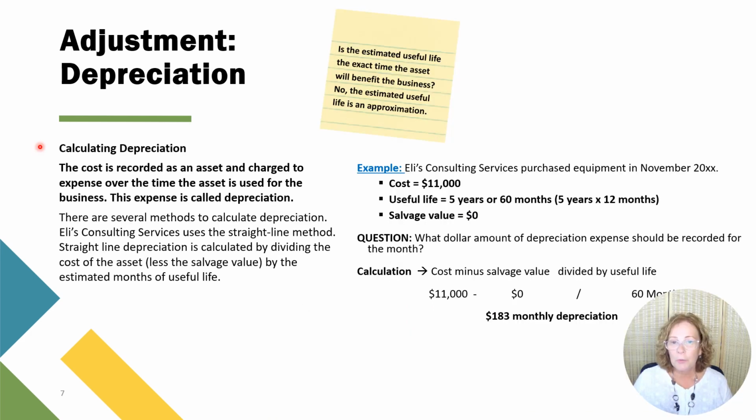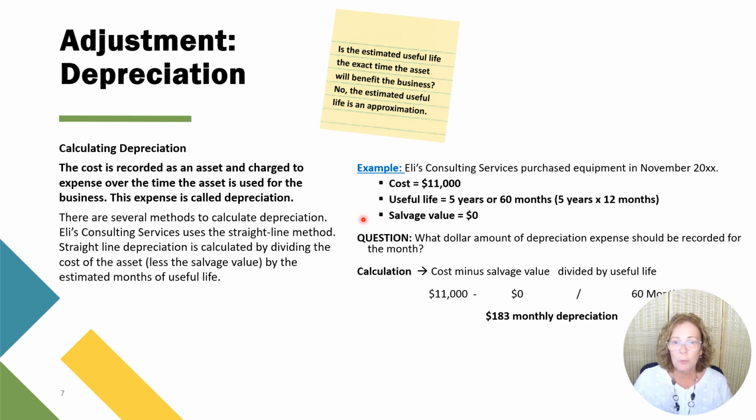Now we're ready to record the depreciation for Eli's Consulting equipment assets. Eli's Consulting Services purchased equipment in November 2021 for $11,000. The useful life is 5 years, and the salvage value is 0. There are several methods to calculate depreciation, but Eli's Consulting Services uses the straight line method.